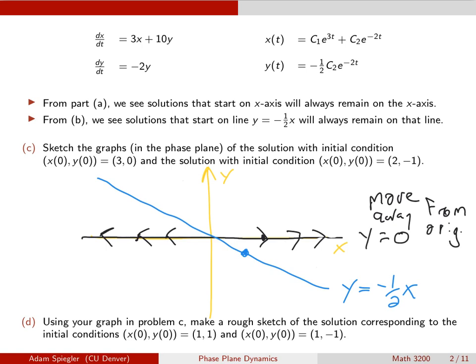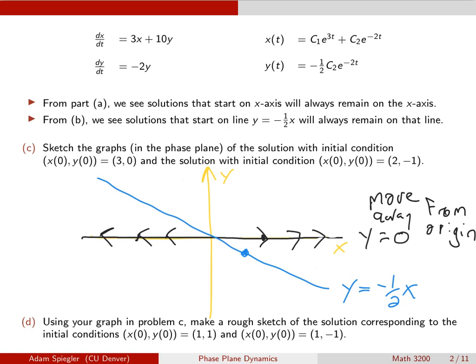And it's worth noting here that the origin is special because it's our equilibrium solution, right? If we were to start off with x equal to 0 and y equal to 0, that solution would remain constant. So solutions on the line y equals 0 move away from our equilibrium at the origin.